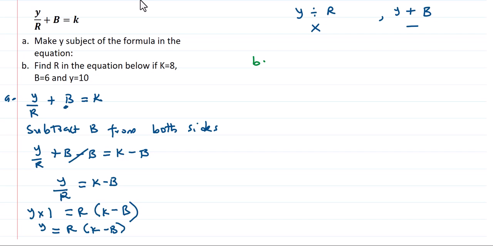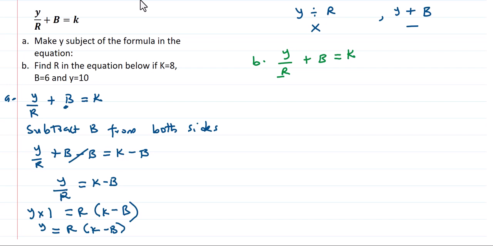So let's solve for B. B says find R in the equation below if K is equal to 8, B is equal to 6, and Y is equal to 10. So we have Y over R plus B is equal to K. So we are asked to solve for R. It simply means let's make R the subject of the formula. Then we put the values in, we substitute and solve for our final answer.